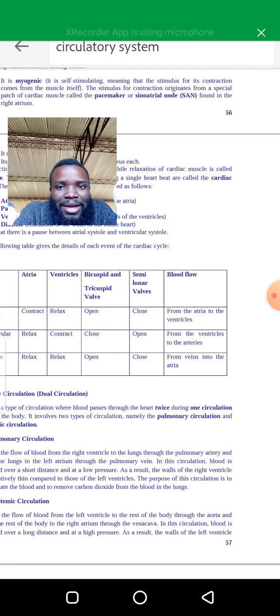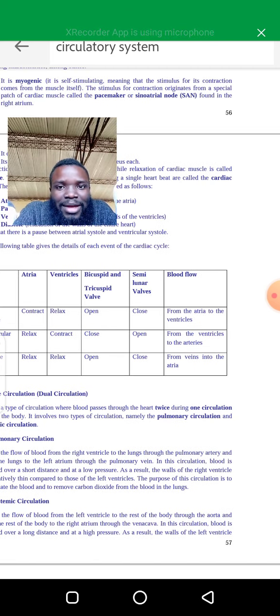Then, if there is ventricular systole, ventricular systole simply means that it's the ventricles that are contracting. So under ventricular systole, what happens to the atria? They relax. What happens to the ventricles? They contract. What happens to the tricuspid and the bicuspid? They close. What happens to the semilunar valves? They open. What happens to the flow of blood? Blood flows from the ventricle to the arteries, right?